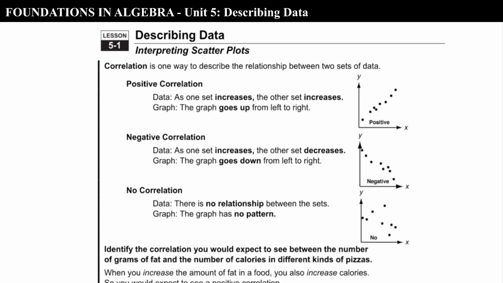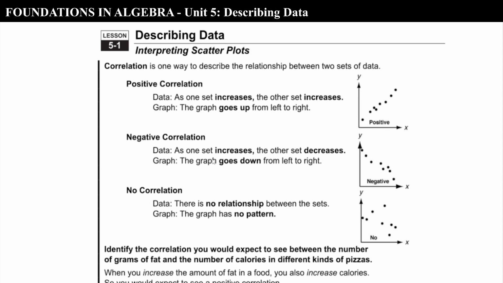So we're going to be talking a little bit about that and how the data points relate with each other. So first thing we're going to talk about is correlation. Correlation is one way to describe the relationship between two sets of data. You can have a positive correlation, such as we have here. And this positive correlation is positive because if you were to estimate a line through here, it's going basically from left to right, it's increasing, just like a line would.